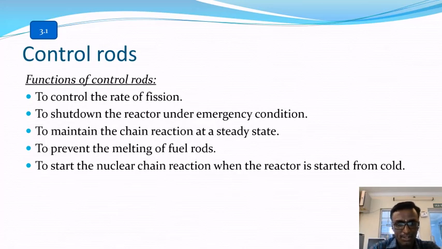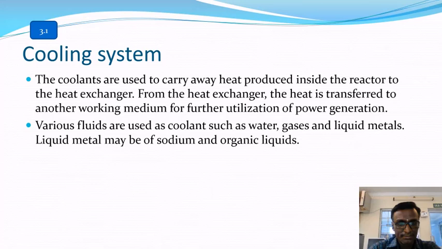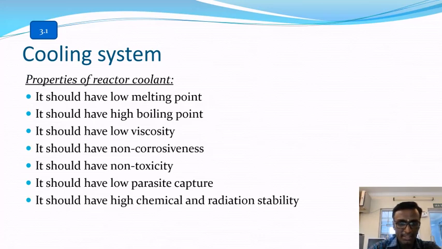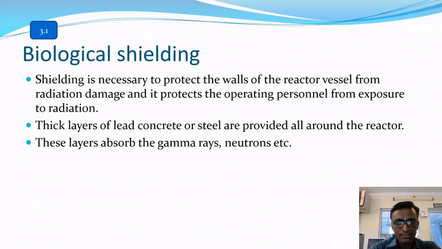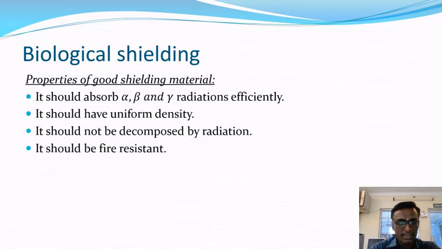The function of the control rod is to shut down or to kickstart the process of the reaction in the nuclear reactor. The cooling system has to carry out the particular amount of heat that is produced inside the reactor. The cooling system should have low melting point, low boiling point, and low viscosity. As for biological shielding, as we have already discussed, it should be able to absorb alpha, beta, and gamma kinds of radiation from the nuclear reactor, and the shielding material should be of uniform density, and it should not be decomposed by radiation. It should be fire resistant as well.